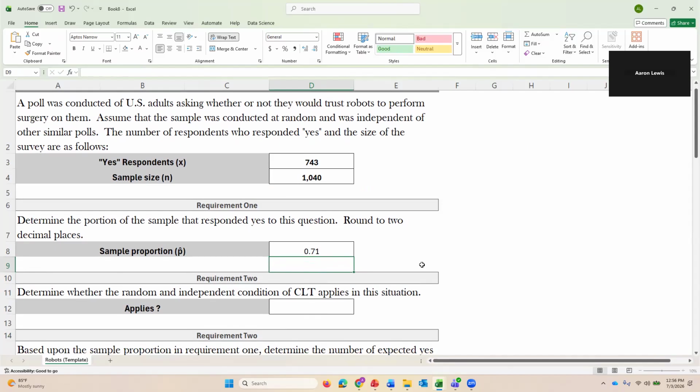We don't know what the population percentage is. This is something that's kind of new. We can't go to some reference thing and say, well, 80% of the US feels this way. We don't know what it is. So we have to make an assumption about the population's proportion, the percent of people in the whole entirety of the US population that would feel this way. And to do that, we're going to use the central limit theorem.